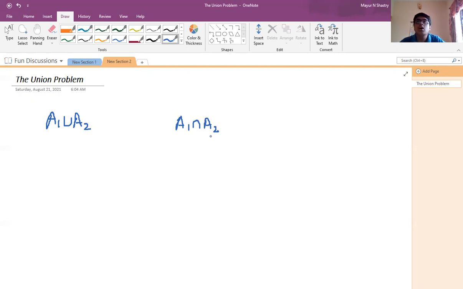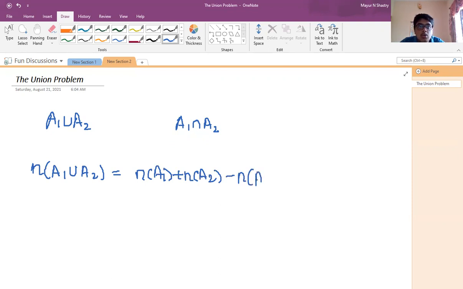The next thing you might be knowing is the familiar formula for the number of elements in A1 union A2: n of A1 union A2 is n of A1 plus n of A2 minus n of A1 intersection A2. So this is another familiar formula. And what exactly is the proof for this? It's just a simple analysis by Venn diagrams.